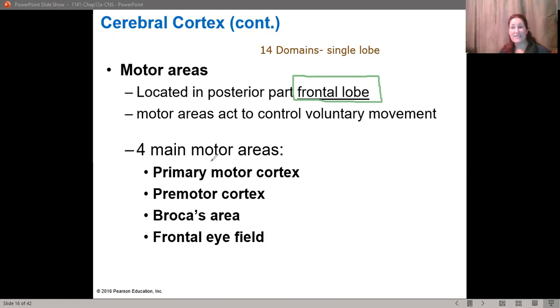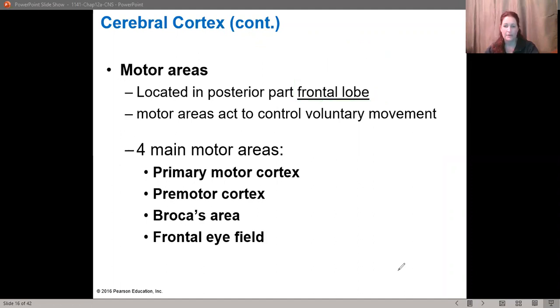14 domains sounds like a lot of domains, but you'll start to notice a pattern. Each lobe usually has a primary, and then for the frontal lobe, it'll be premotor, but for other lobes, it will be association. So we'll start with the primary motor cortex.